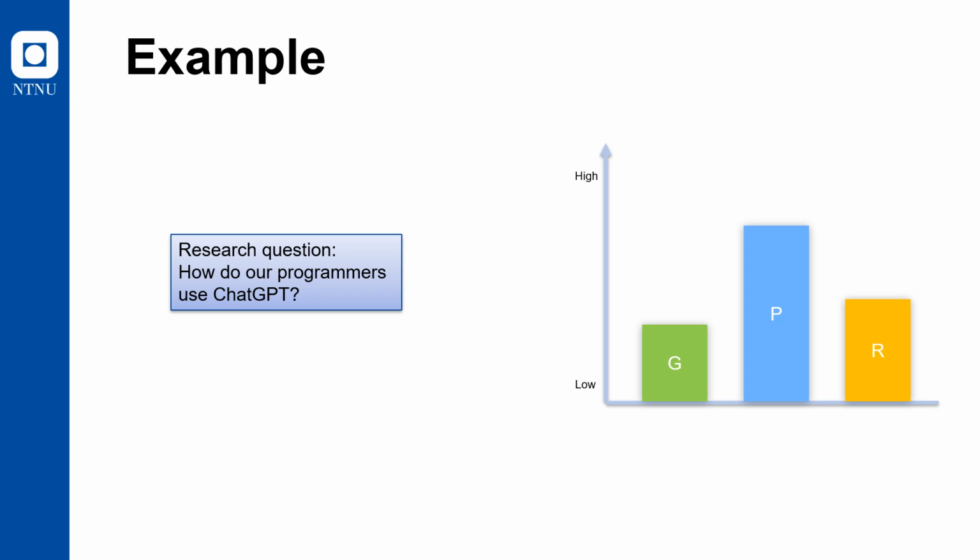Let us look at an example. We have used this example in our earlier videos. Imagine your boss has asked you to acquire a generative AI tool for the programmers in the IT department of the insurance company where you work. After some initial discussion and investigation, your research question is now, how do our programmers use ChatGPT? Let us see how each of the GPR dimensions can affect this example research question.